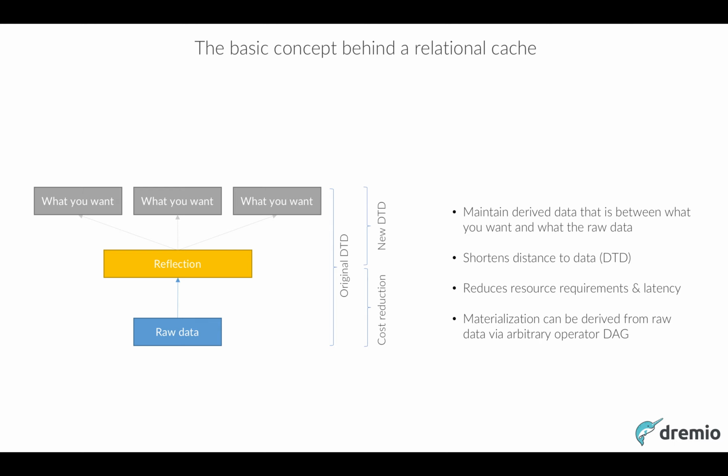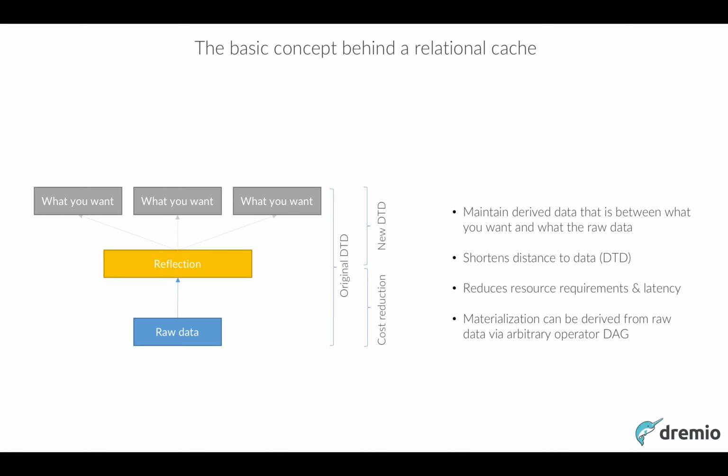And so the goal here is to really shorten the distance to data, what we call the DTD. And so you can see in this picture here, we have the original distance to data, which is the distance between what you want, what the query is and the answer for that query, and what the raw data is. And so that's what we call the distance to data. And by having one of these materializations, we call them reflections, that can actually reduce the distance to data, right? It can be something that's closer to what the user wants, and therefore when a query comes in, rather than going through the raw data again, maybe there's already some pre-processing that's been done at that level.